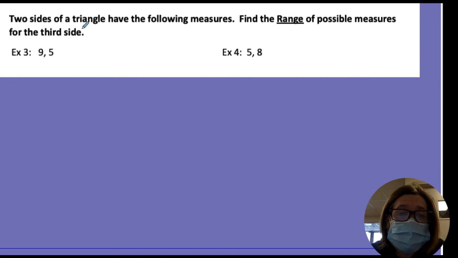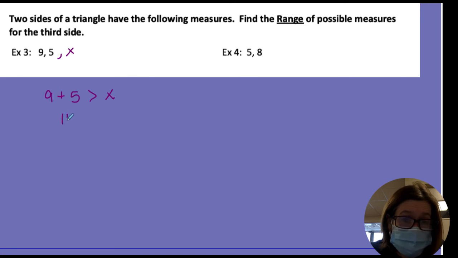So if two sides of a triangle have the following measures, find the range of possible measures for the third side. If I have sides 9 and 5, I know that 9 plus 5 has to be greater than that third side. I'm going to call it x. So 9 plus 5 is 14, right?